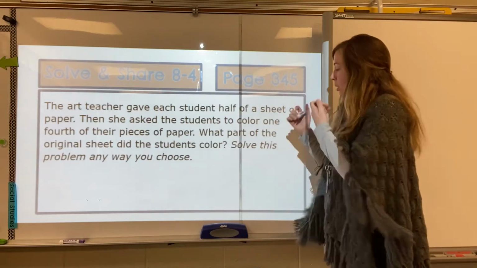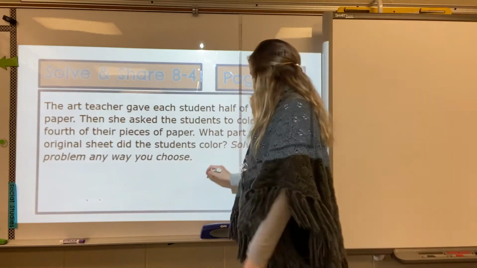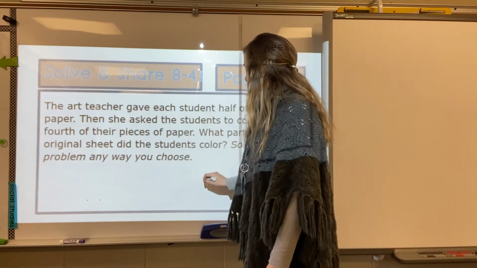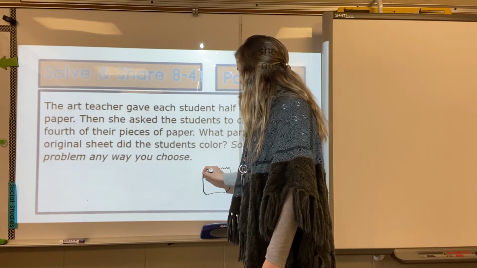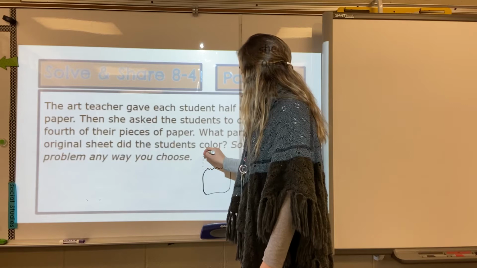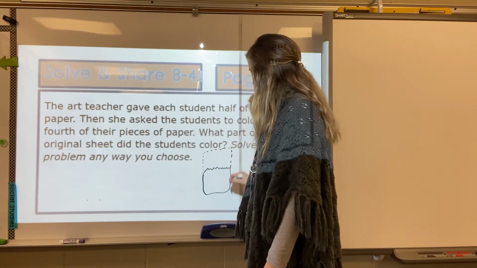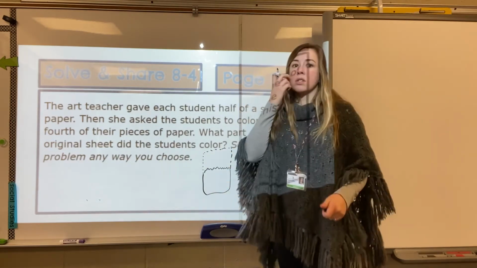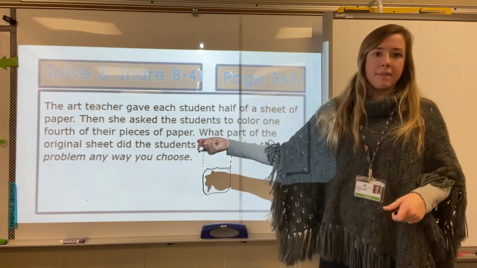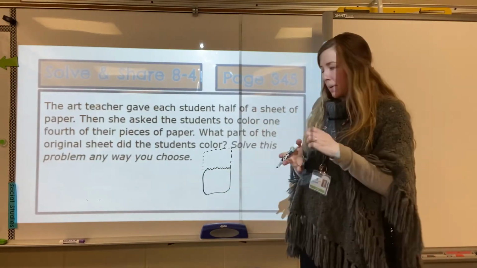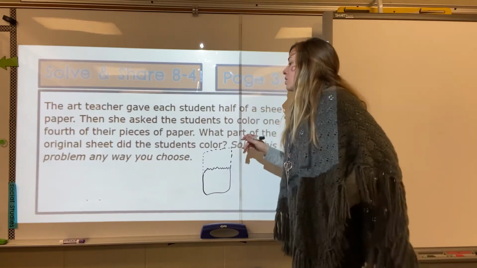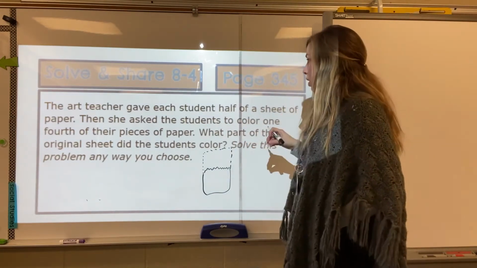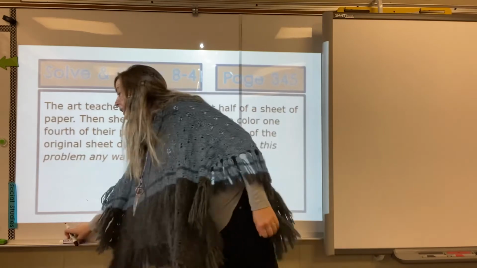Okay, go ahead and give it a try, and then we'll go through it together. Alrighty, I'm going to draw a little model to help us visualize this. So, if I have half a sheet of paper, I'm going to draw a phantom rest of it up here. It's like when a teacher splits a piece of paper and gives half of it to the person next to you. So you all have half a piece of paper. I know I've done that before. So then the art teacher said to color in 1/4 of the piece of paper that they got.